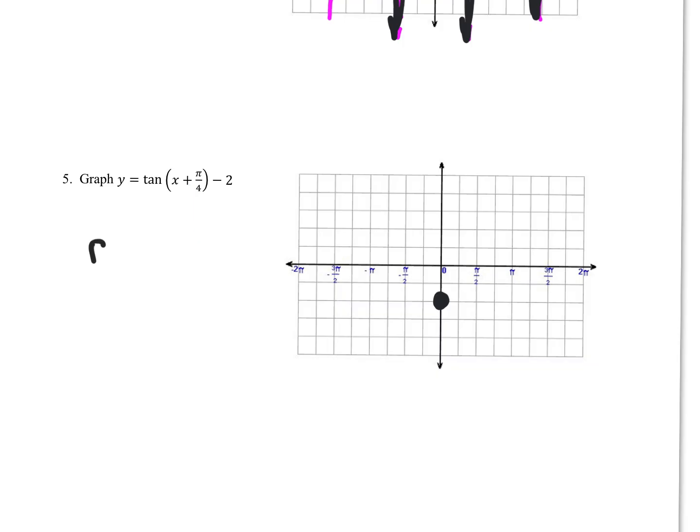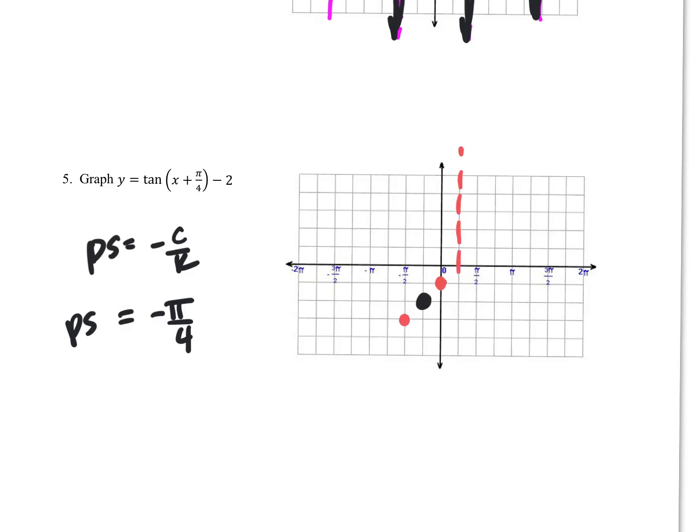What's my phase shift going to be? What is -c over k in this case? Negative pi over 4 over 1, which is negative pi over 4. So I got to get rid of that starting point that I just drew there. That starting point needs to be shifted down 2, but also where? Left a pi over 4. Boom. That's my starting point. Then I do 1 to the top right, 1 to the bottom left.